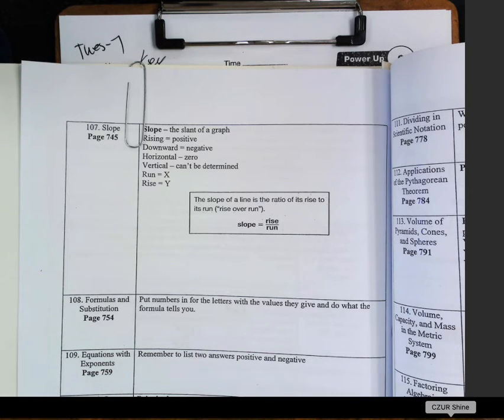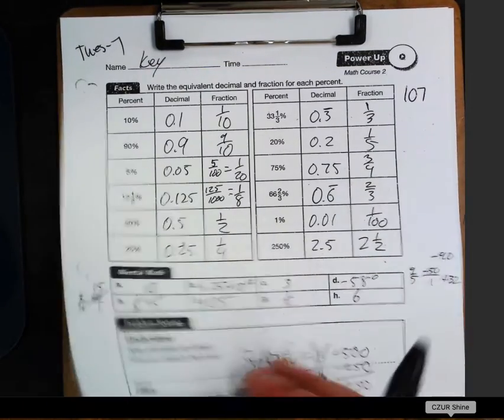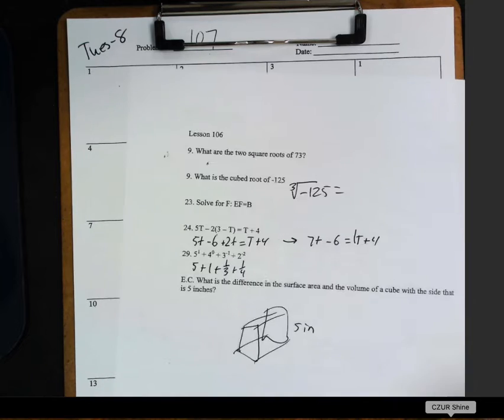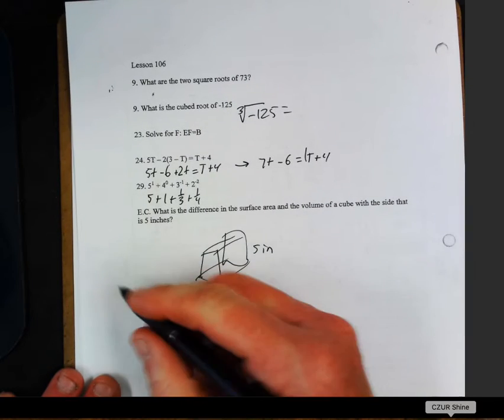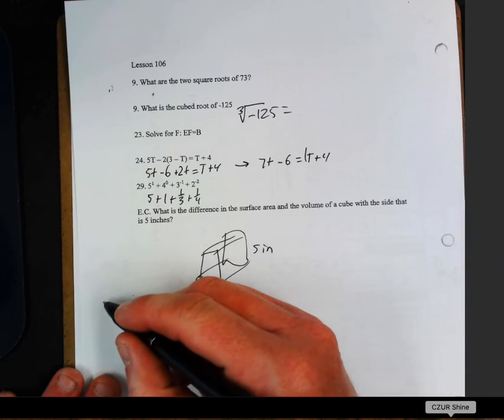Okay, example 1 says this. State whether the slope is positive, negative, 0, or can't be determined. Should happen real quick. Number 1, you should say the slope is... Rising. I mean positive. It's positive because it's going up.